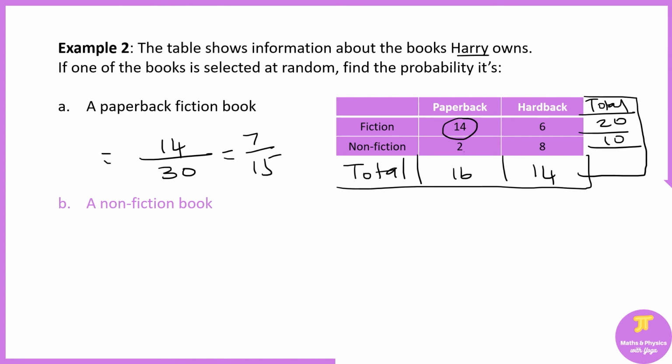So what is the second question? A non-fiction book. Again, there are 30 possibilities. But how many non-fiction books he got? 10 books he got. So 10 out of 30.